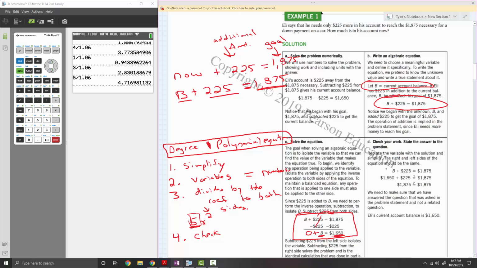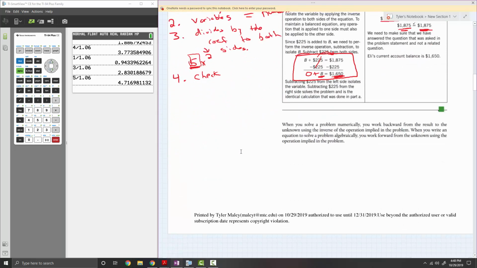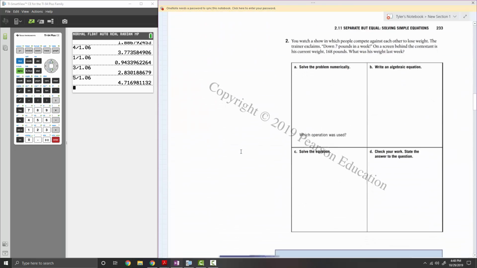And then just like I mentioned, part D, we're going to check our work. So we just need to plug in our answer for b. Notice we put the 1,650 in b's place, then simplify the left-hand side, and we get the same number on both sides. Since it's a true statement, the same number on both sides, it works. So that means that is the solution.